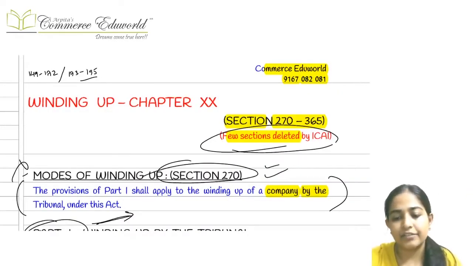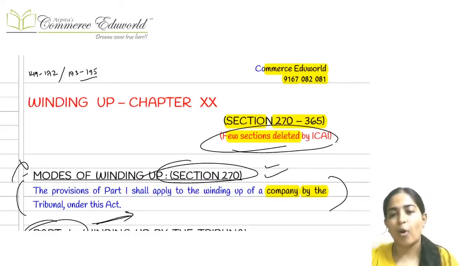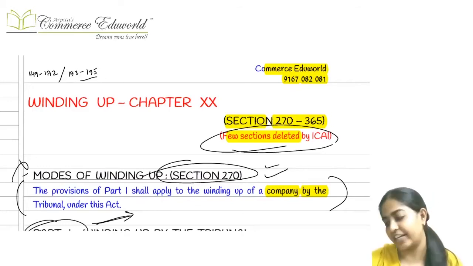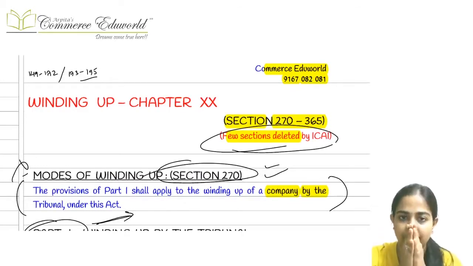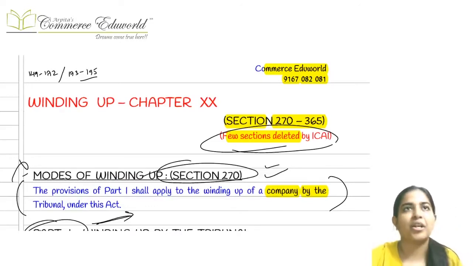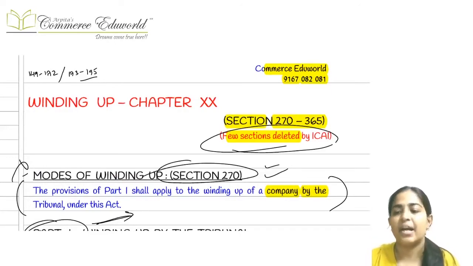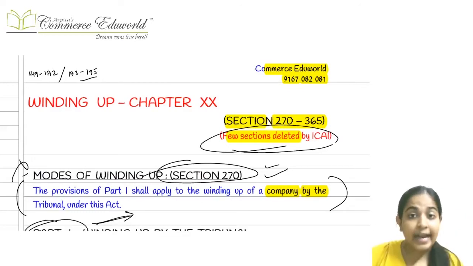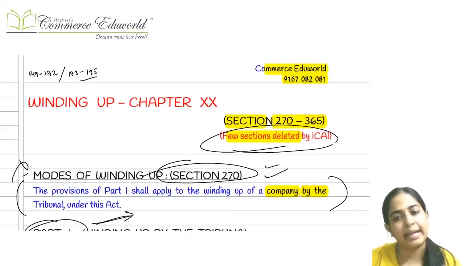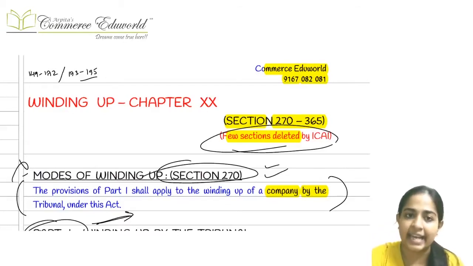Let's start with the super quick revision of the winding up chapter. We are going to cover all the important sections in this particular chapter. First of all, winding up stretches from section number 270 to 365. However, from this range, some sections have been omitted by the MCA itself, and then further from the filtered sections, some sections have been deleted by the ICAI also.